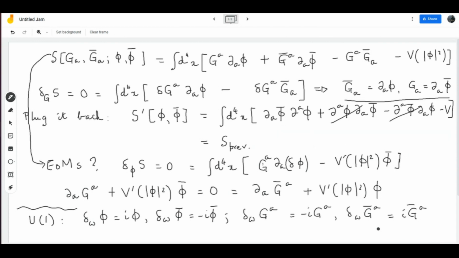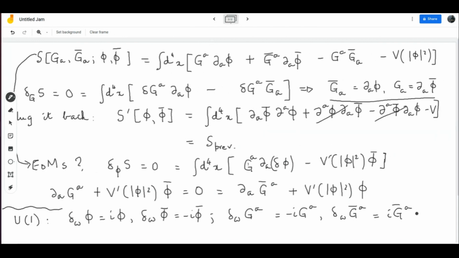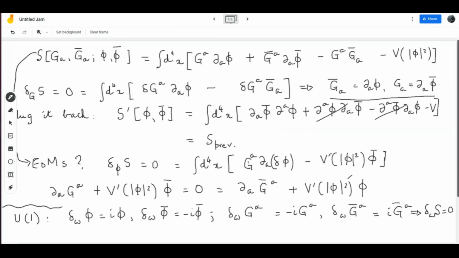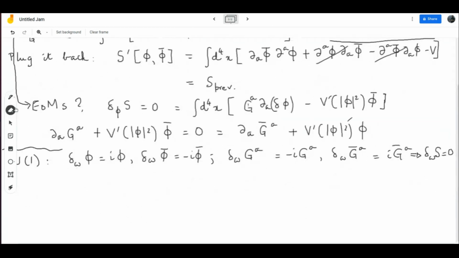How do I know this? Well, you can see that if I make these transformations, then this will leave invariant. So the action doesn't change. And therefore it's a U1 symmetry. Okay. So we found the U1 symmetry by looking at the action and noticing that these are the transformation properties.